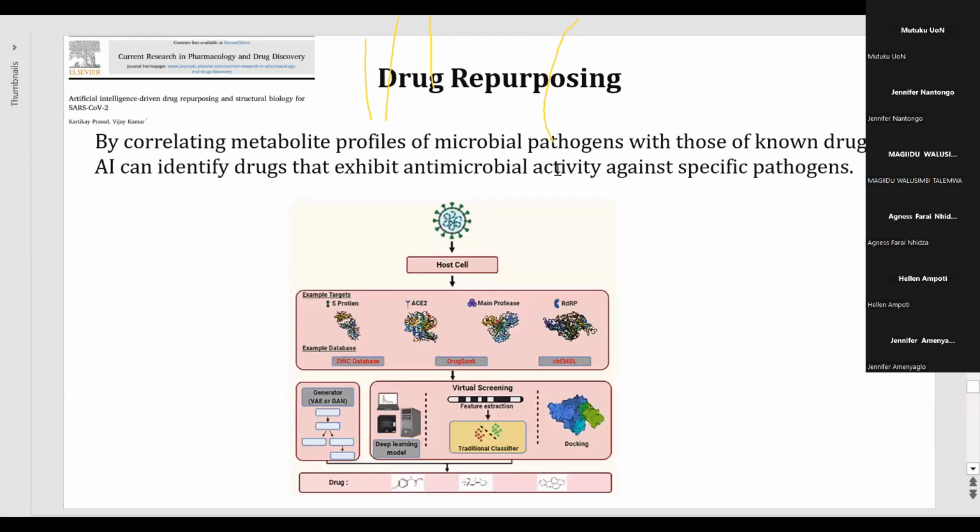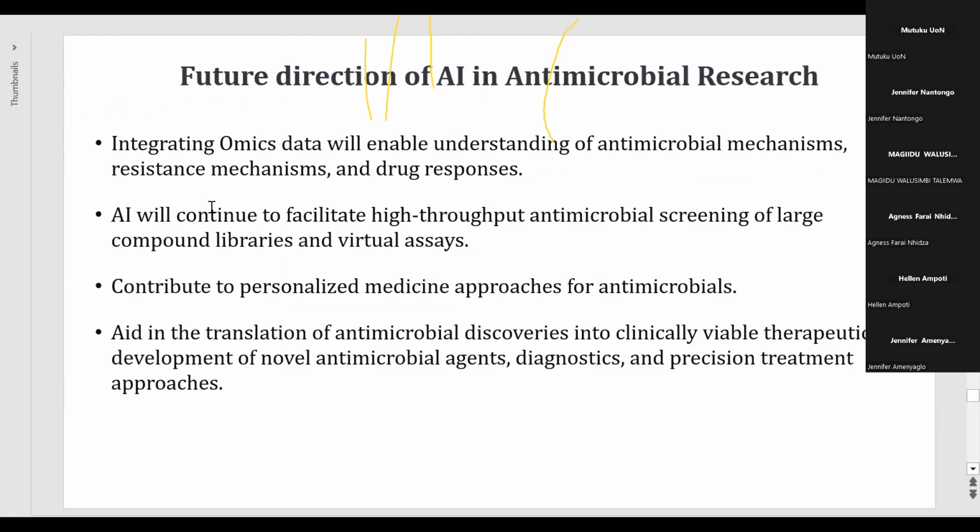So you can see that AI has been a boom, as I said. It is used in metabolomics, proteomics, also genomics, transcriptomics, which I have not spoken about in this lecture. So now let us see what are the future directions of AI in antimicrobial research. That is how AI is going to further help in antimicrobial research.